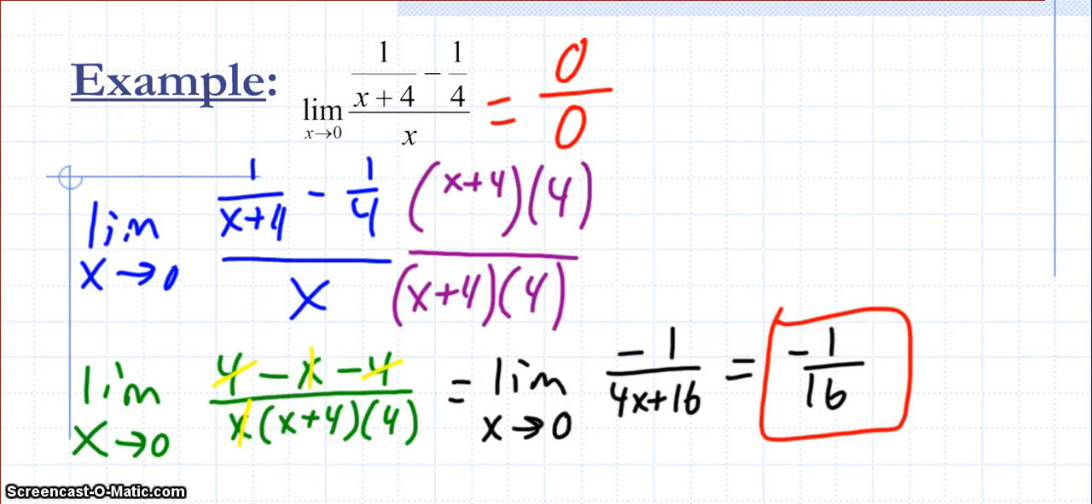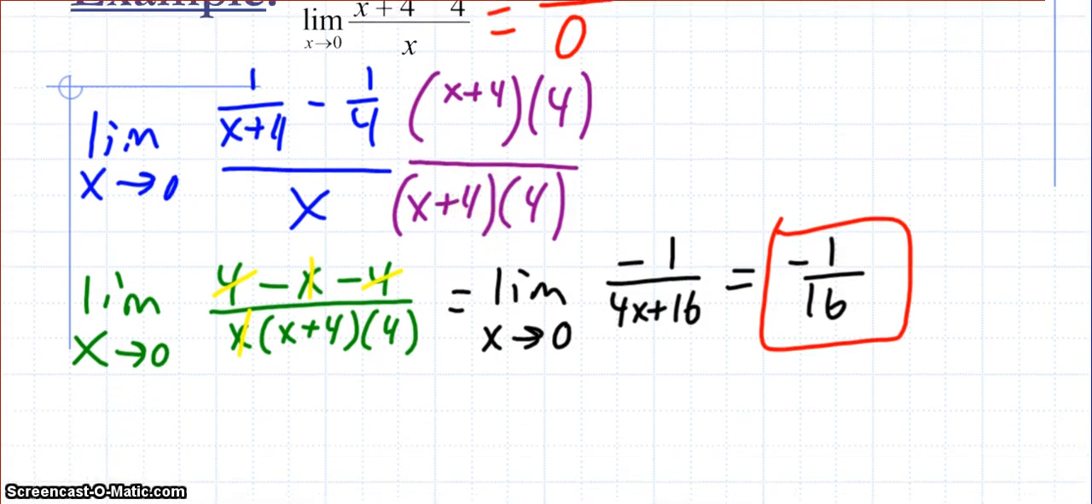Alright, so here we get the indeterminate form when we initially do direct substitution. So what's our technique here? Well, let's get rid of the fraction in the numerator. So multiply the numerator and denominator by the least common denominator of the numerator, which is x plus 4 times 4. So if I multiply the numerator by that, I have to multiply the denominator by that. Do not distribute in the denominator.